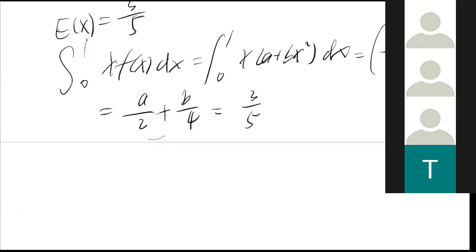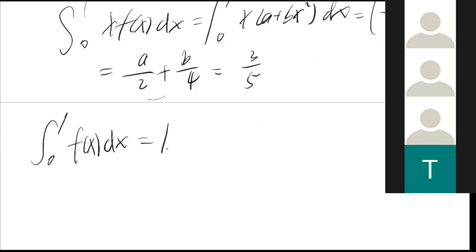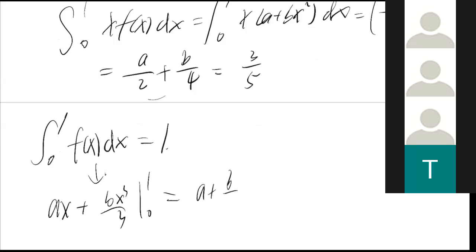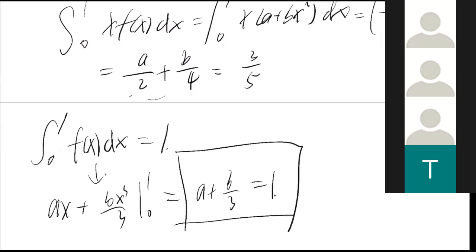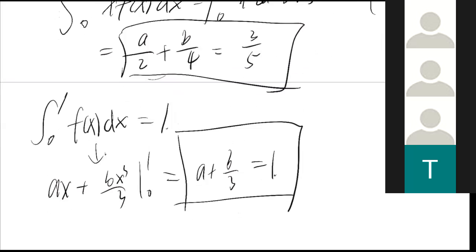Another piece of information is that since it's a valid probability density distribution, on the range where x is non-zero, the integral is equal to 1. So if we solve the integral of a x plus b x cubed over 3 from 0 to 1, which is a plus b over 3, it's equal to 1. So we have two equations and two unknowns, so we can solve for a and b. a is equal to 3 over 5 and b is equal to 6 over 5. That's the solution.